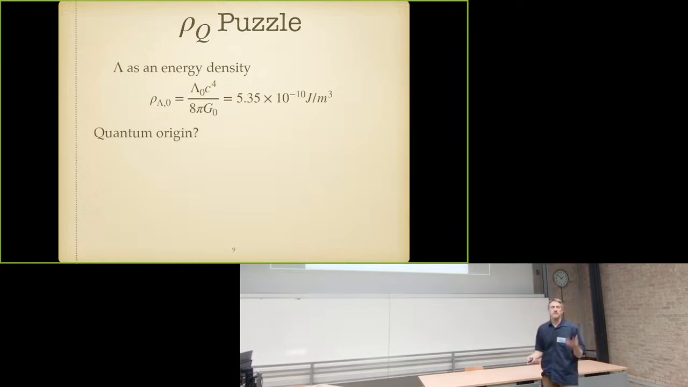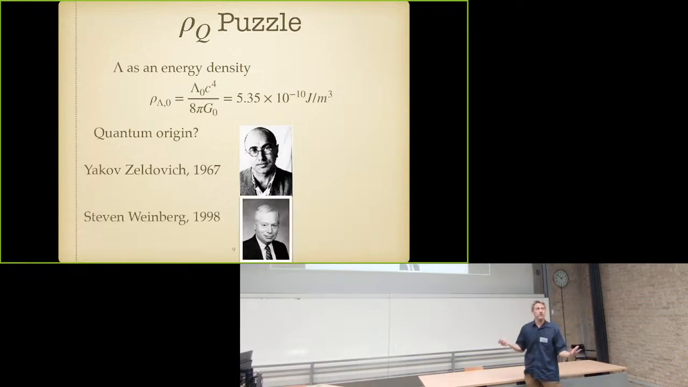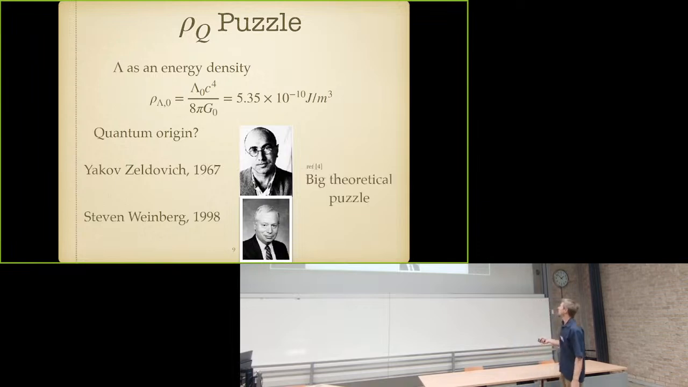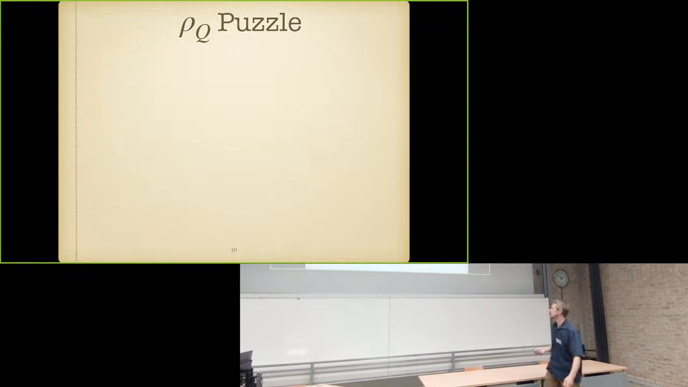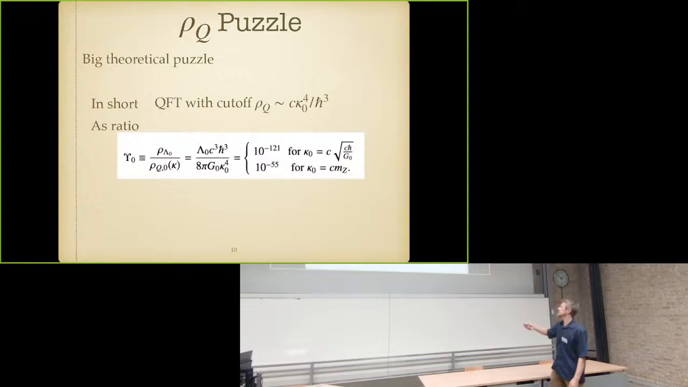Okay? And then the big question, which was also asked in the context of this conference, is this of quantum origin? So this was first made by Zeldovich in 1967, then made popular by Weinberg, 1988. And I think it's fair to say it's a big theoretical puzzle. And you can reformulate this, also make an argument how it comes about that this is a puzzle. I jump over the argument.